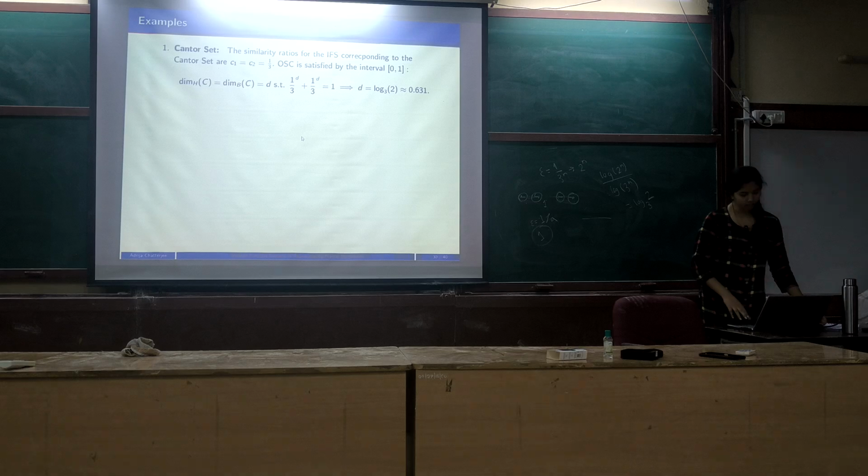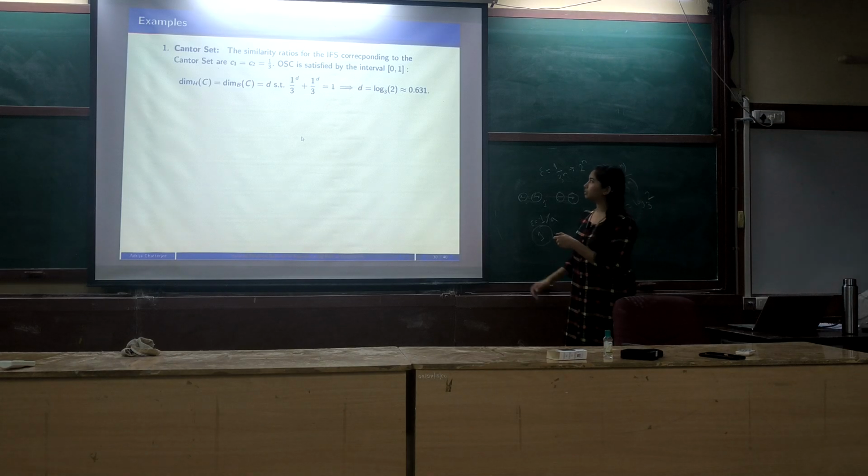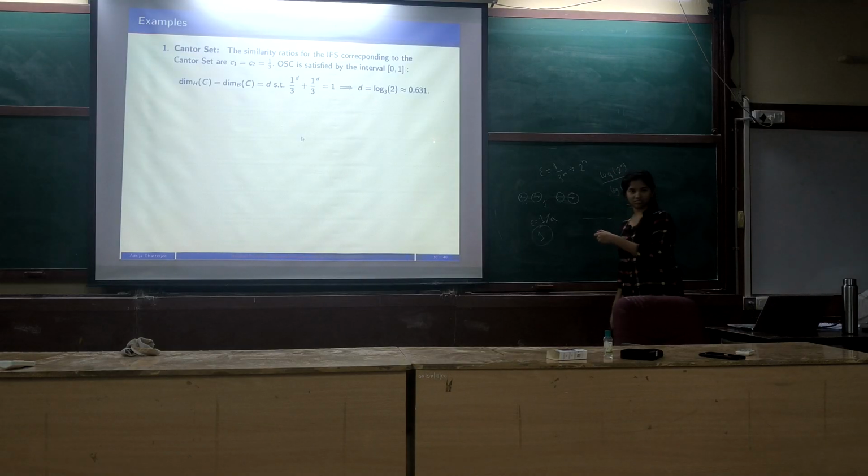If you remember, in the Cantor set, you keep on dividing the intervals into 1/3 of the original length. So your similarity ratio is 1/3, and you are getting 2 sets per iteration, so C1 and C2 both are 1/3. Your Hausdorff dimension and box dimension will both be equal to the solution of (1/3)^d plus (1/3)^d equal to 1, which is d around 0.631, so log 2 base 3.